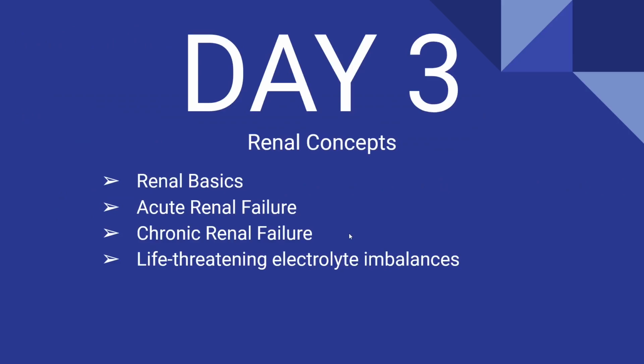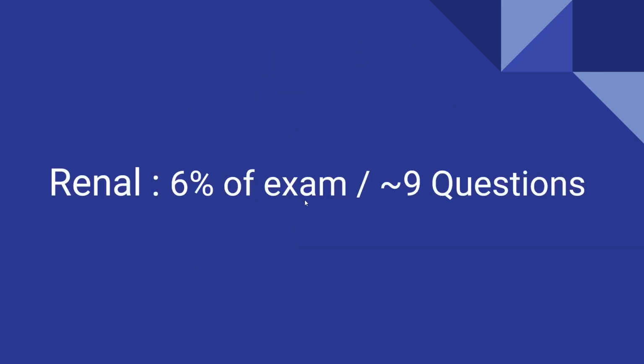Okay, now we'll go on to renal concepts. So like I said earlier, we're going to talk about renal basics, go over acute and chronic renal failure. And so what we're really going to look at is pre, intra, and post-renal failure. Again, it's similar to GI, only about 6% of your exams, so 10 questions, so probably 2 or 3 questions on each topic.